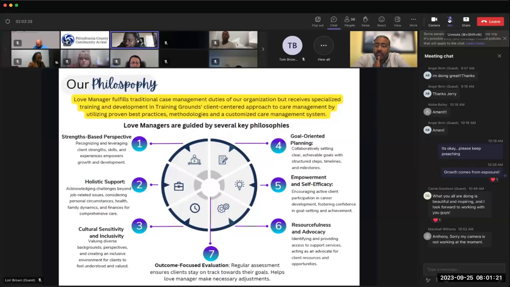these aren't humongous goals. In some cases, it's a simple matter of we helped an individual get an ID or birth certificate. And to us professionals, it may seem simplistic and not important, but to a person who may be in this situation, it is a big, big deal. And it's a goal that got accomplished. Goal-oriented planning, empowerment, and self-efficacy, and resourcefulness and advocacy.